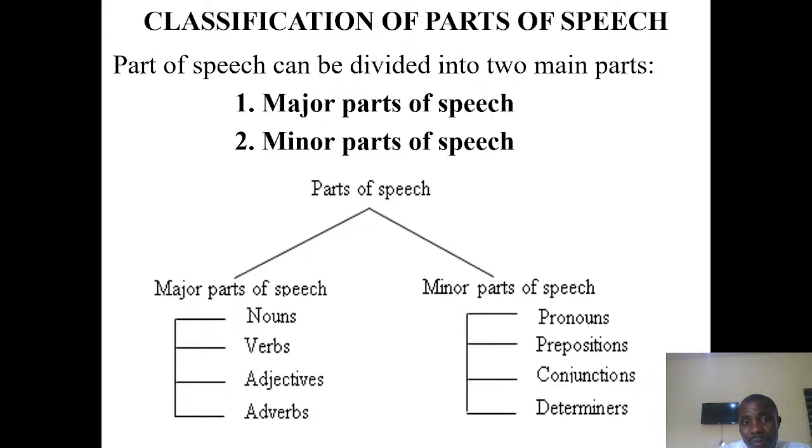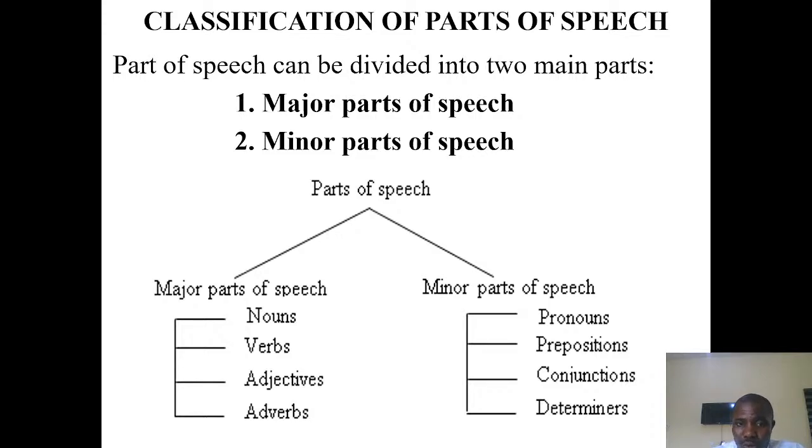Walk is the base form of the verb. We can add s to walk to make it what? Singular: walks. We can add ing to make it walking. We can add ed to walk to make it walked. So a verb can accept inflection.